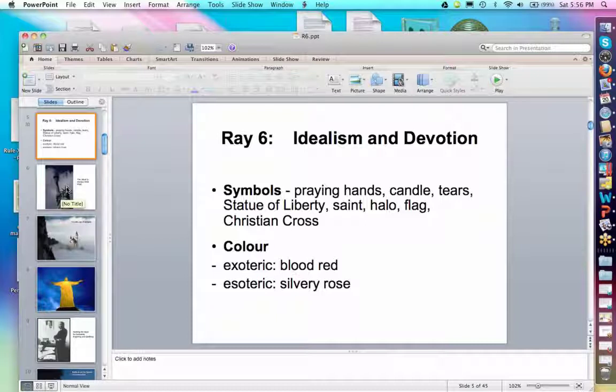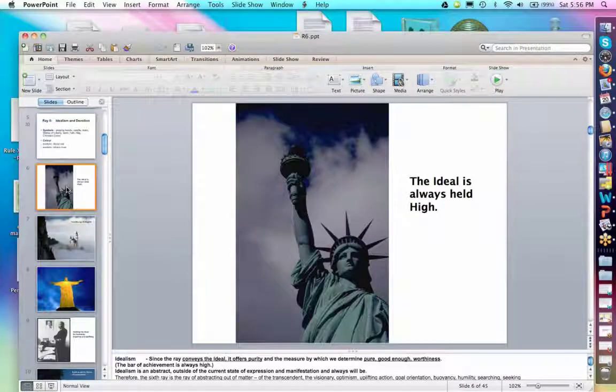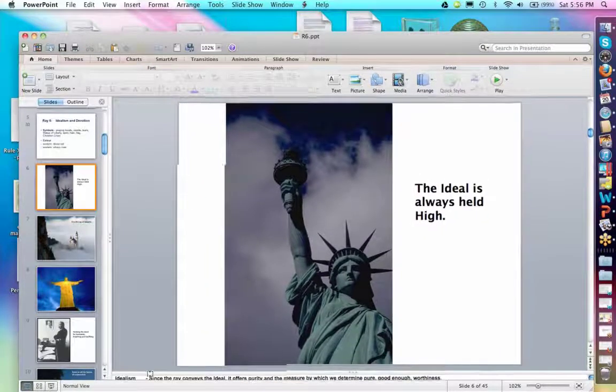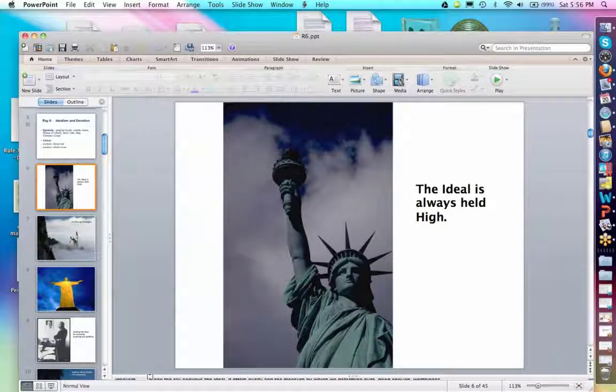And again, we'll go through a bunch of different slides so you get a sense of the ray of the sixth ray. The ideal is always held high. And it's interesting that it was France, with its third and fifth ray, that offered the United States a symbol that is so sixth ray. It had the know-how of what to offer the United States. See how high it holds its symbol?